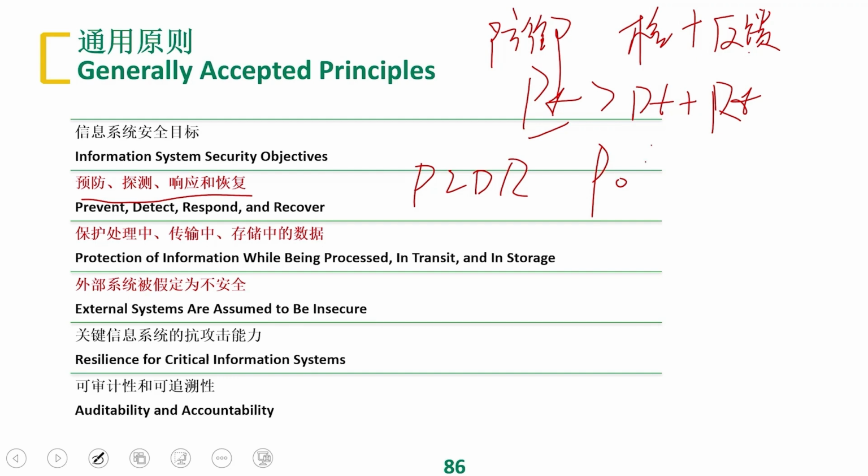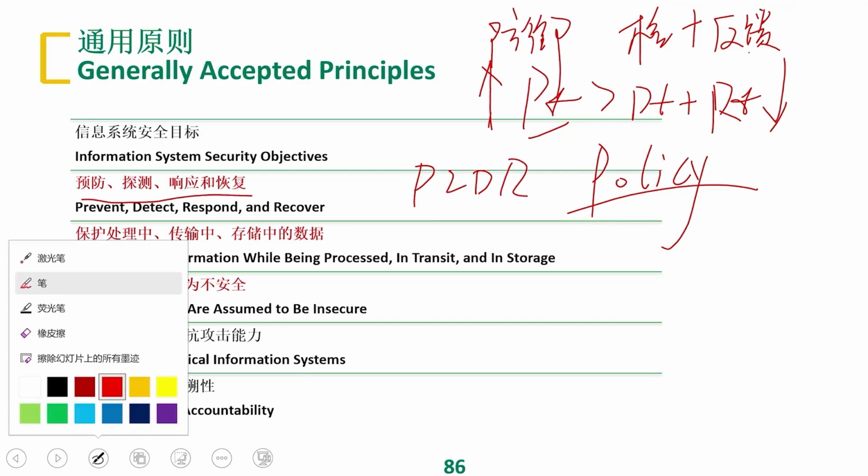How to increase security? One is to increase the defense mechanism. The more you defend, the longer it takes to breach. Or I reduce the detection and feedback time through mechanisms such as situational awareness or IDS. This is what we call prevention, detection, response and recovery, which is a common design principle in security requirements.